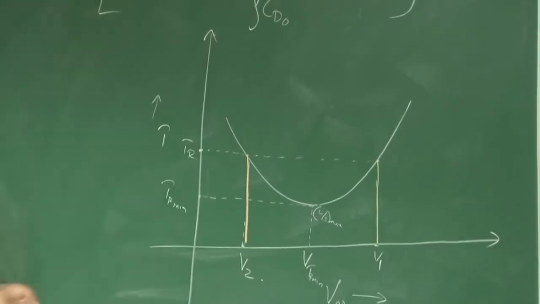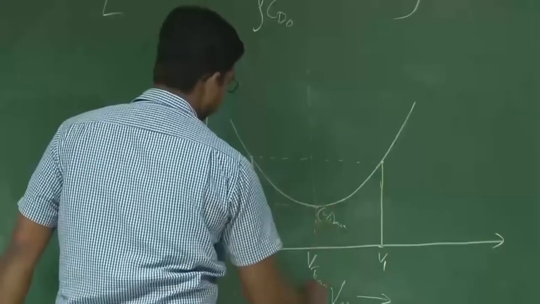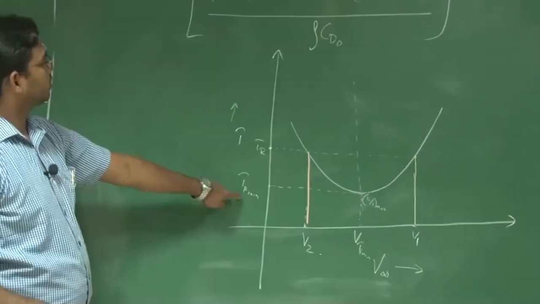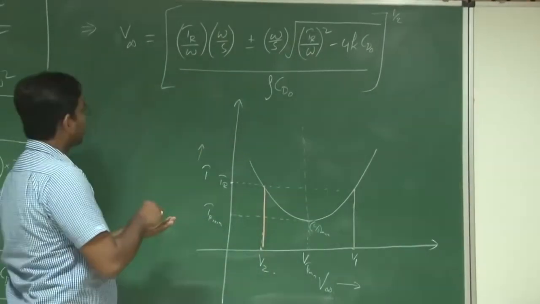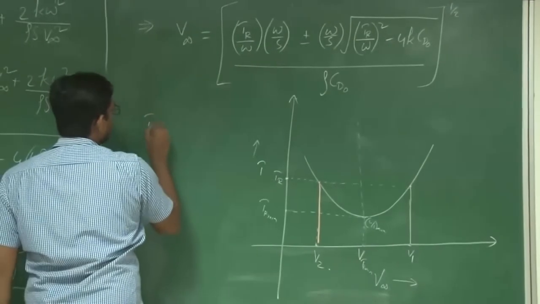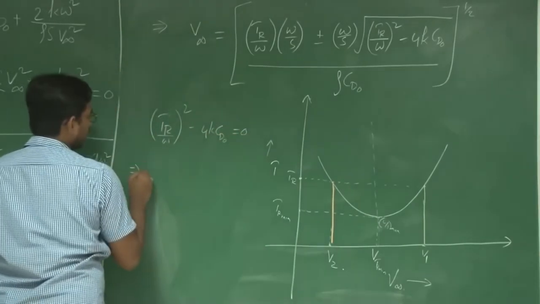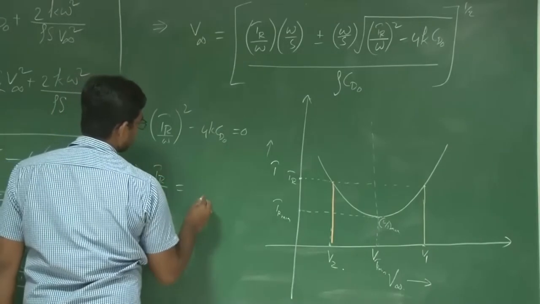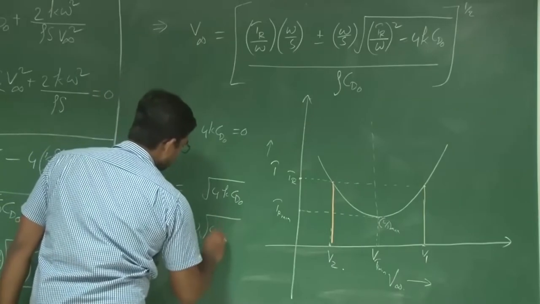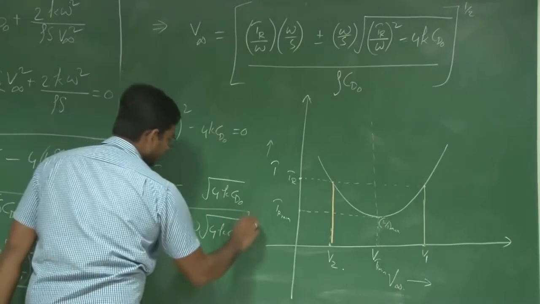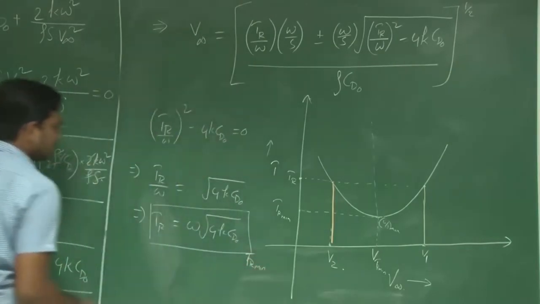Let us divide this plot into two halves based upon the minimum thrust required condition. By the way, when this minimum thrust required occurs, you have a unique solution, where if this discriminant is equal to 0, you will get a single velocity. So what is the discriminant? TR by W whole square minus 4k CD naught is equal to 0. This implies TR by W is equal to root over 4k CD naught, so TR is equal to W into root over 4k CD naught. Is it not the minimum thrust required condition? This is the minimum thrust required, TR minimum.